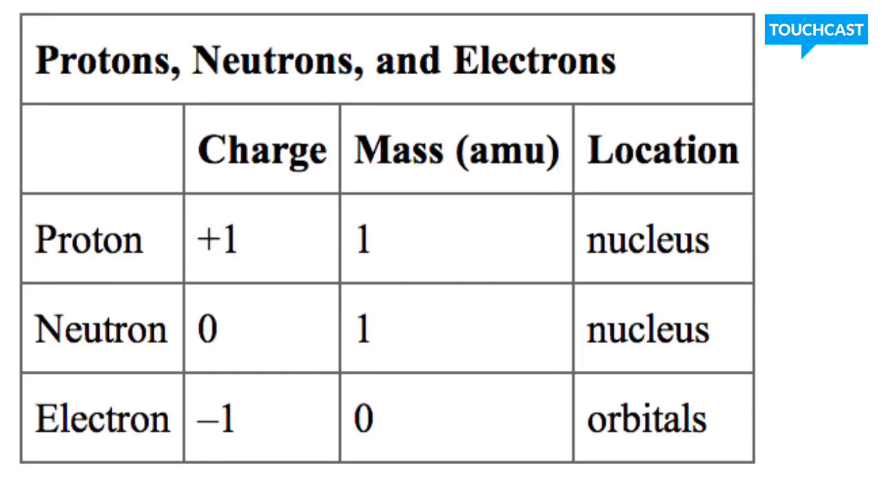Alright, now please copy this down by where you wrote down protons, neutrons, and electrons. Let's first look at protons. The three things you need to know about them is they have a charge of a positive, or positive 1. Their mass is 1, and their location is the nucleus.